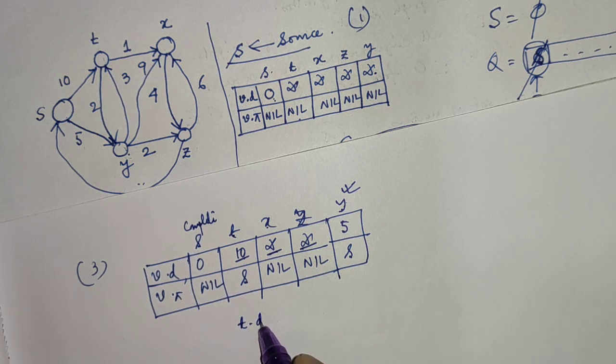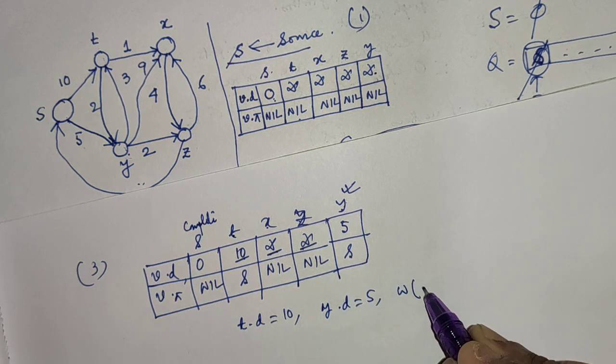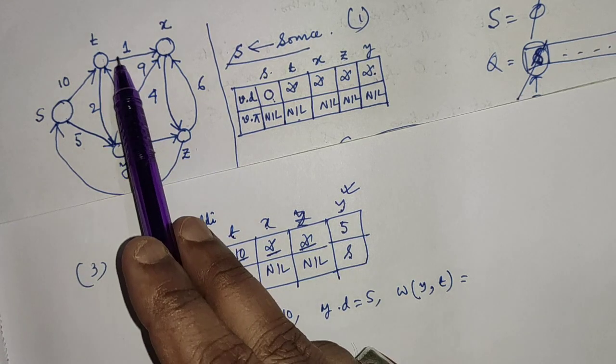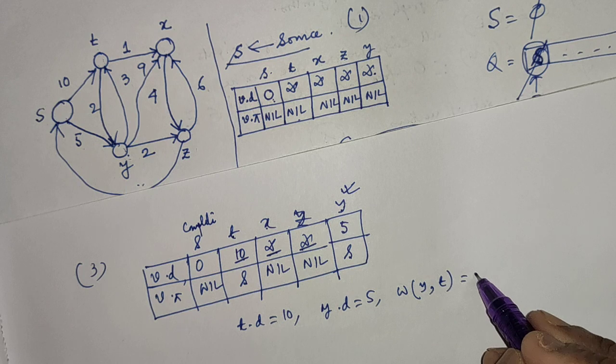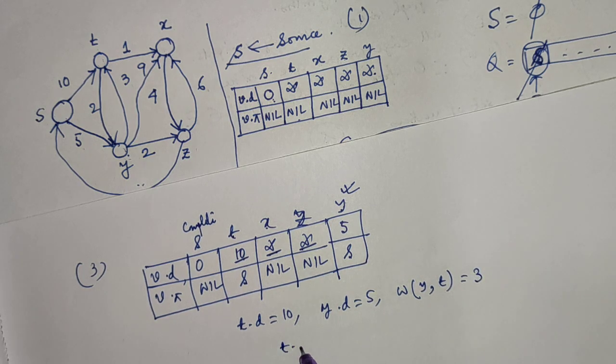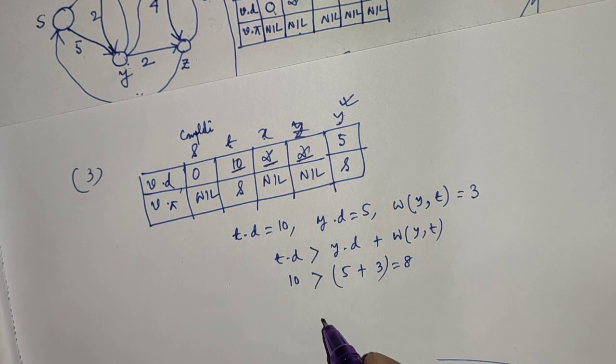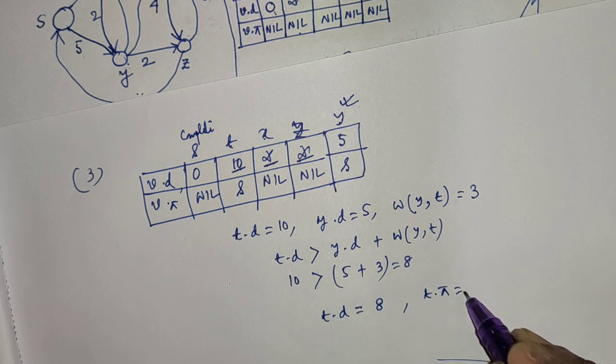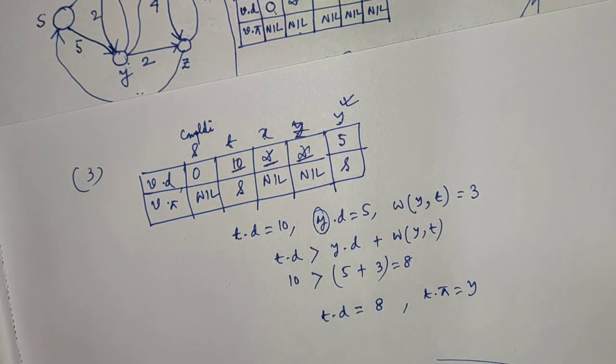So t.d is 10, y.d is 5, w of y to t, this is 3 units. So t.d is greater than y.d plus w of yt. You have to check whether it satisfies or not. It is 10, it is 5, it is 3, yes, it is 8. Okay, so the new d value of t is 8, and t.pi is y, because due to y you can reduce the cost.